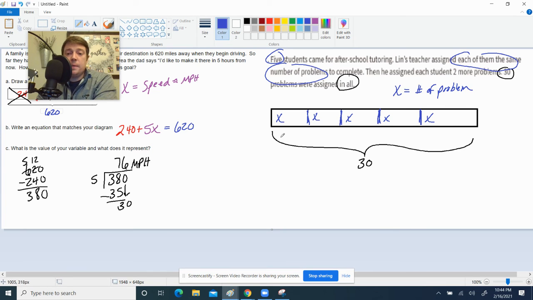And then the teacher comes along and is like, oh, you know what? I don't like you guys that much. I'm gonna give you 2 more problems. Or maybe they were getting done too soon, right? So he's like, I'm gonna add 2 problems to everybody. He assigns each student 2 more.